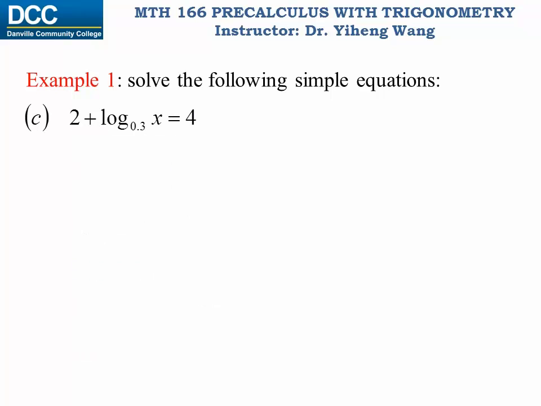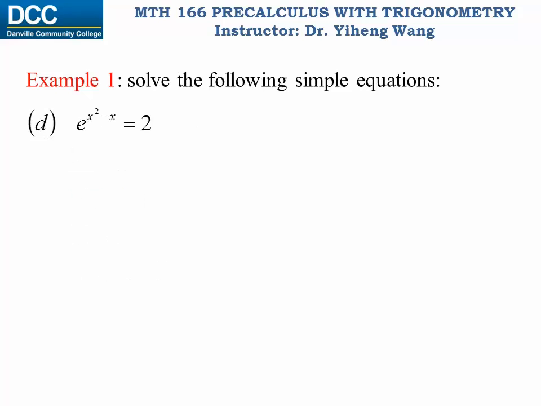For problem C, again, simplify this equation by subtracting 2 from both sides and rewrite this logarithmic expression into the exponential expression. So we keep the same base: 0.3 to the second power equals x. Therefore, that simply equals 0.09.